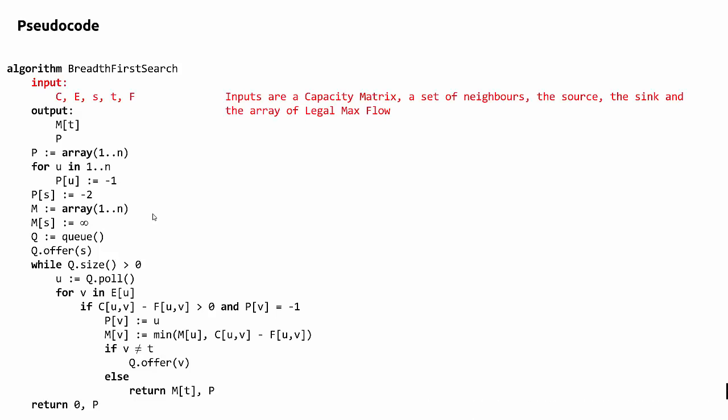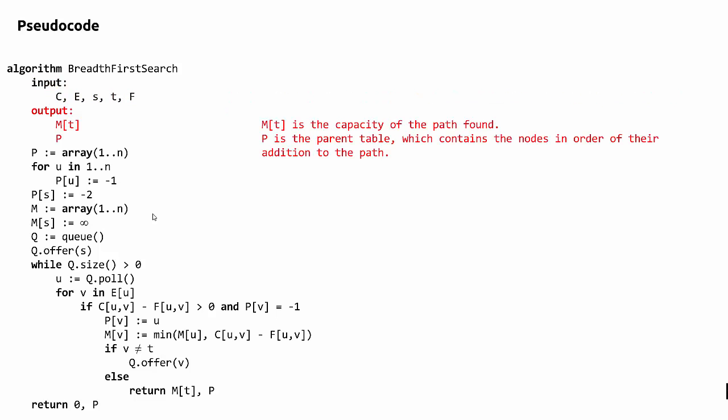Your inputs are C, E, S, T and F. C is a capacity matrix inputted in the previous algorithm. It's kind of a representation of all the edge capacities, and E is a set of neighbours. F is an array of legal max flow, and S and T we've seen before.